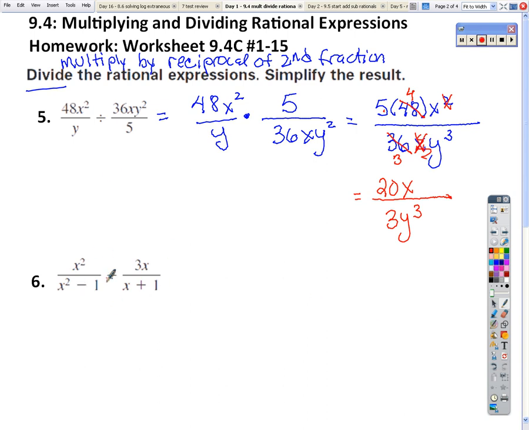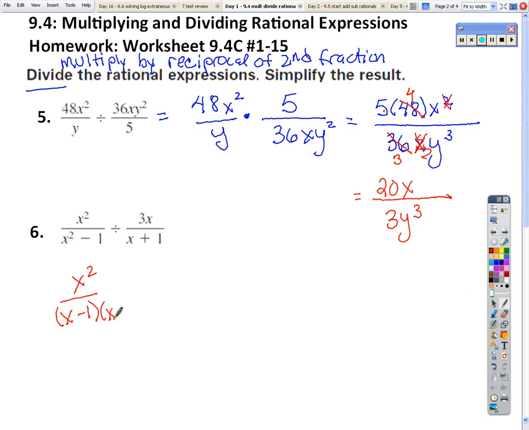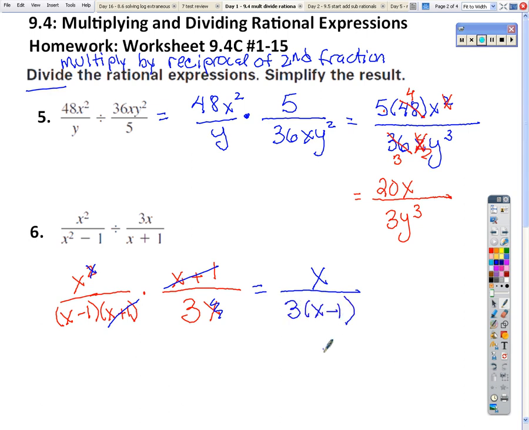Okay, we're going to use the same process for 6. I'm going to rewrite that as a multiplication problem. We have x squared over, but I'm going to factor this while I rewrite it. That's x minus 1, x plus 1. And then I'm going to take the reciprocal of this piece. Let's see what cancels. This x plus 1 and this x plus 1. This x and one of these x's. So on the top I'm left with x, and on the bottom 3 times x minus 1.